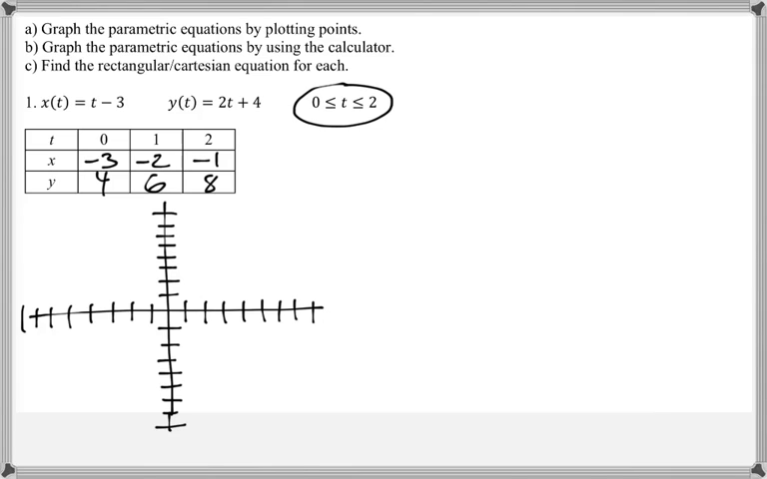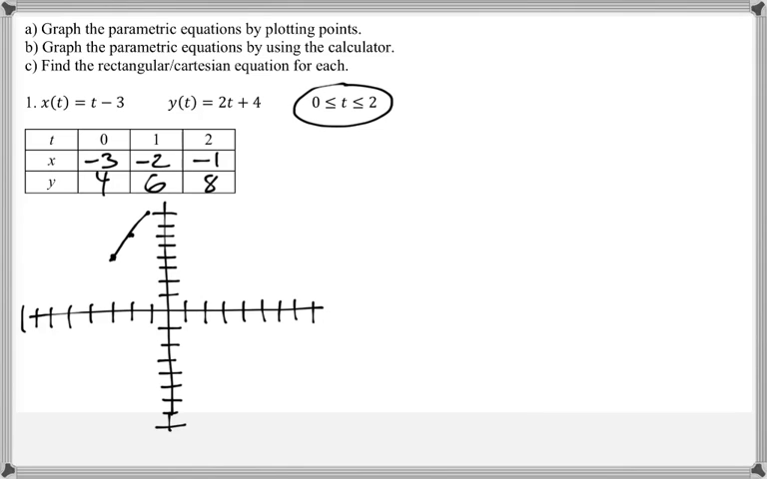Okay, so when I'm graphing it, I'm only really looking at the x and y coordinates. So negative 3, 4 would be negative 3, and then up here at 4. Negative 2, 6, just like any other rectangular coordinate. Negative 2 to the left 2, and then up 6. And then negative 1, 8, that's going to be left 1 and up 8. So this would be my graph. It's just kind of a line.